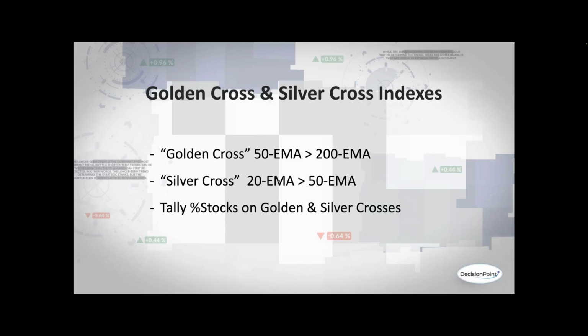And what we do is we tally up the percent of stocks that are on golden and silver crosses. So it gives us an idea of not only the internals of the market, but the participation goes into this, and you get even more insight. So that's the basics of the golden cross and the silver cross index.